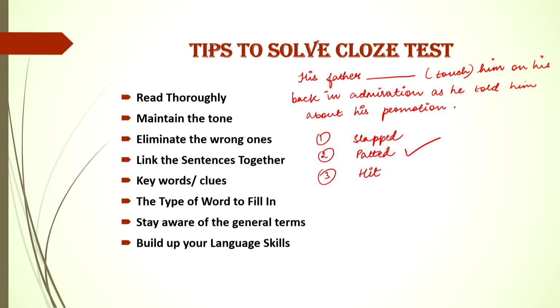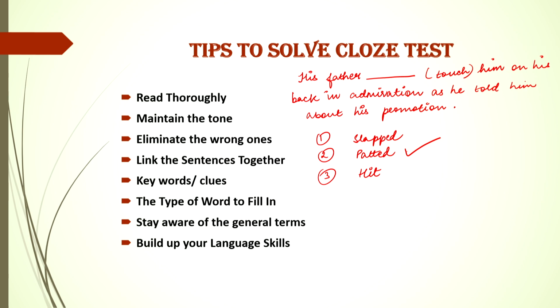Patted is the most suitable word over here because it goes with the positive tone of the sentence. As you can see, the sentence is denoting a positive tone. His father is basically admiring him. He's happy about his promotion. That's why he patted him on his back in admiration as he told him about his promotion. Fine. So is it clear? Have you guys written it down?